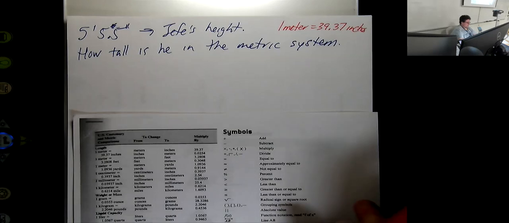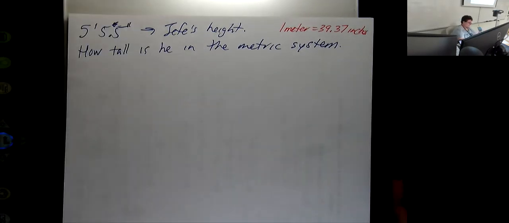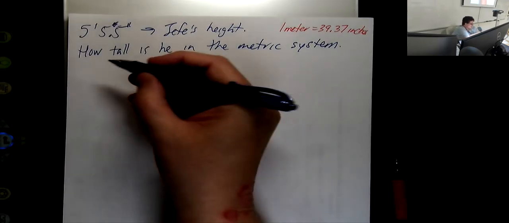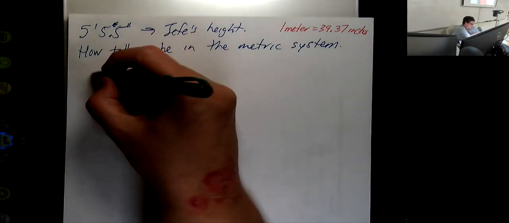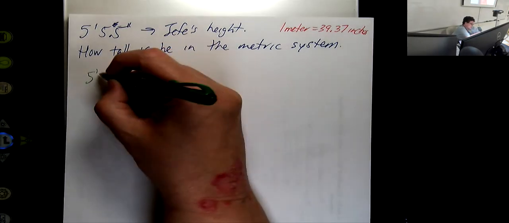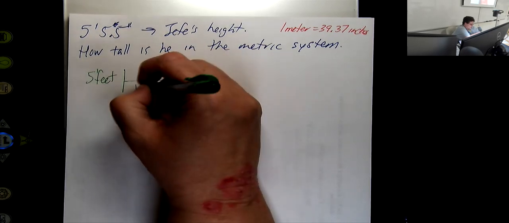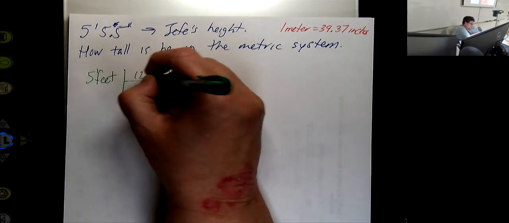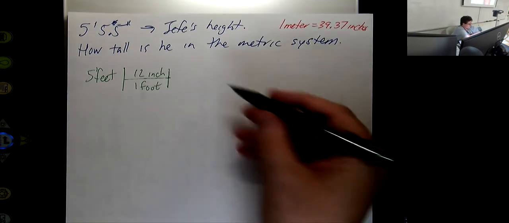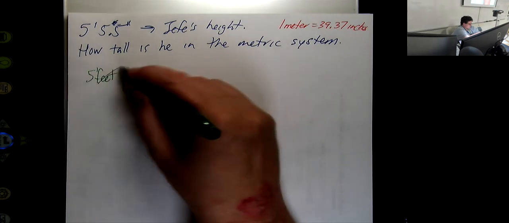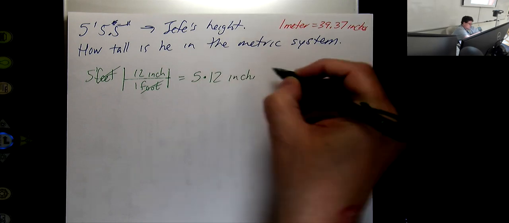So maybe I should get my height in inches first. I'm going to start, I'll convert my 5 feet to inches. 5 feet, 1 foot is 12 inches. And I get to cross off the feet, and I get 5 times 12 inches, which is 60 inches.